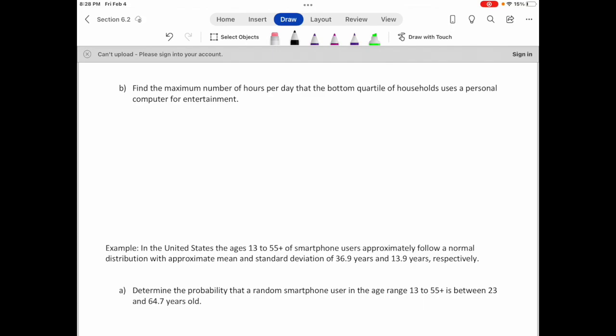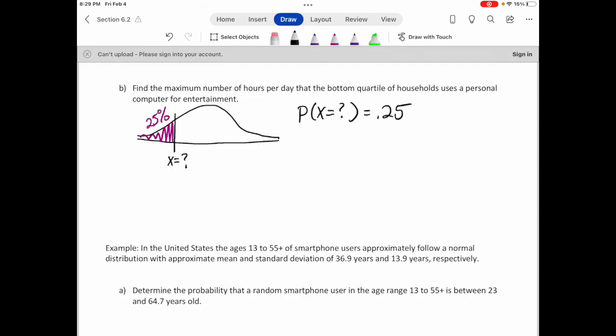Now for part B, it says find the maximum number of hours per day that the bottom quartile of households uses a personal computer for entertainment. Well, the bottom quartile would be the smallest 25%. So when we look at the smallest 25%, I want to figure out what that value is. So I'm looking for the value that gives me that cutoff point so that you have the smallest 25%. So I'm working in reverse here. I'm trying to find this value, knowing that I want 25% to lie to the left.